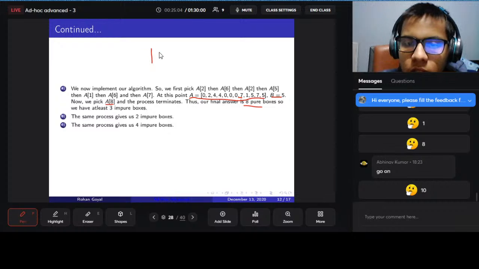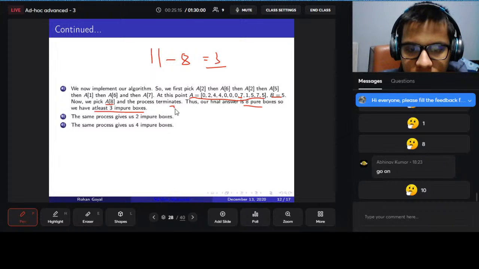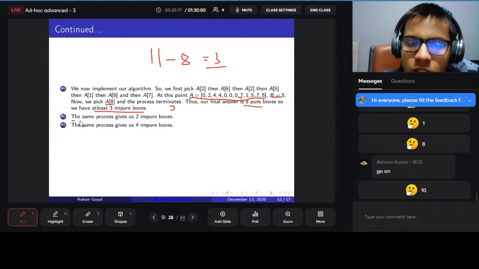And because there were a total of 11 boxes, our answer is 11 minus 8 equals 3. So we have at least 3 impure boxes, and that's our answer. The same process will now, in the second part, give us 2 impure boxes and 4 impure boxes.